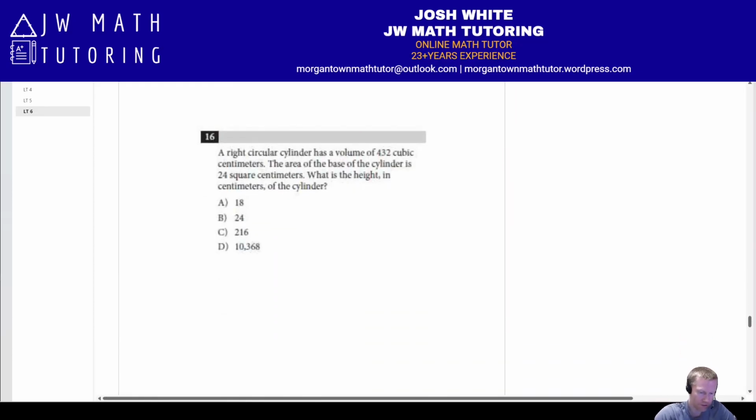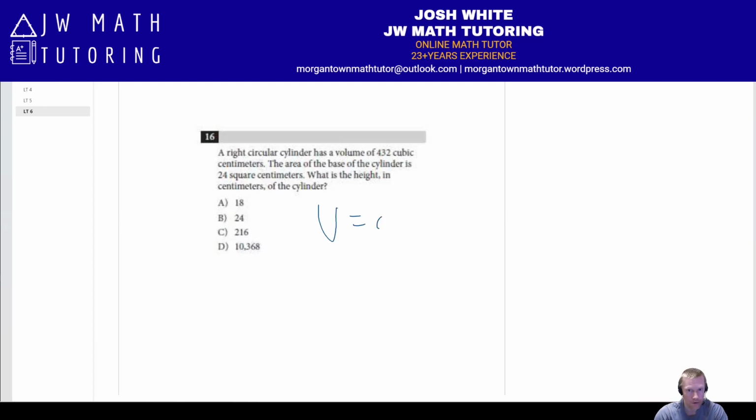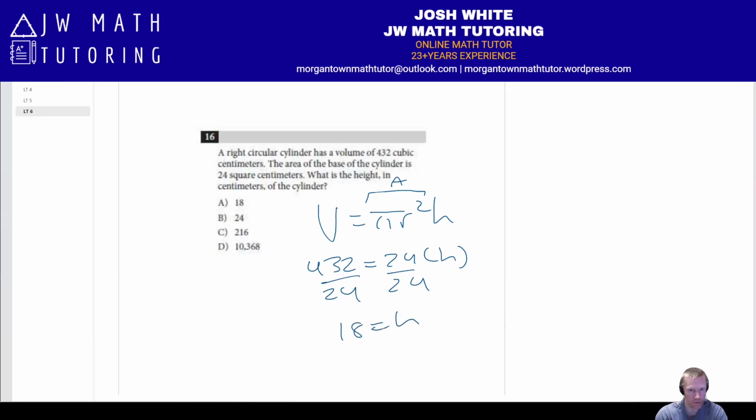Next up, question number 16. Here you have a cylinder. We have its volume. We have the area of the base. What is the height? The formula for volume of a cylinder is pi r squared h. Basically, pi r squared is just the area of the base, and then you multiply it by the height. So really, we're just plugging in 432 for volume, and 24 for the area of the base, and then multiplying by h. So the answer is 432 divided by 24. That's 18. You can do it in Desmos if you don't know it. Correct answer for this is letter A.